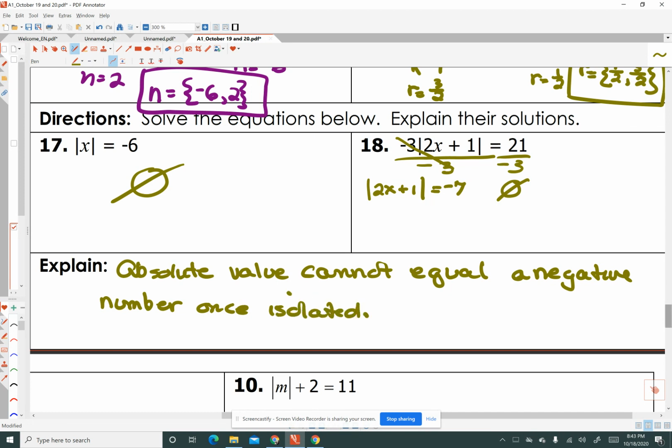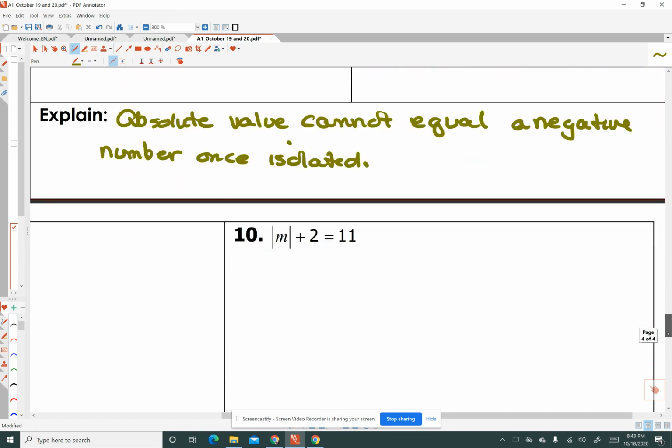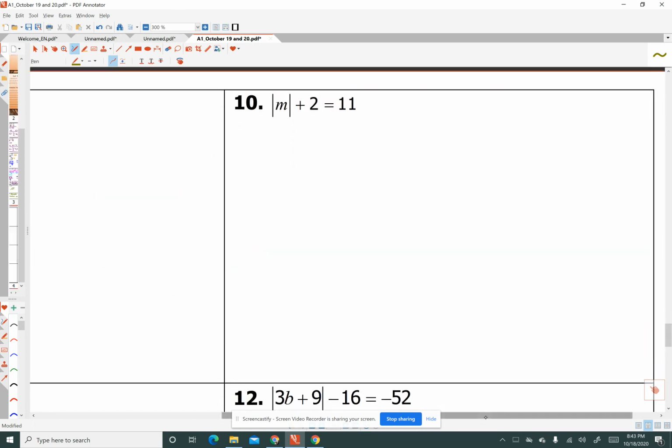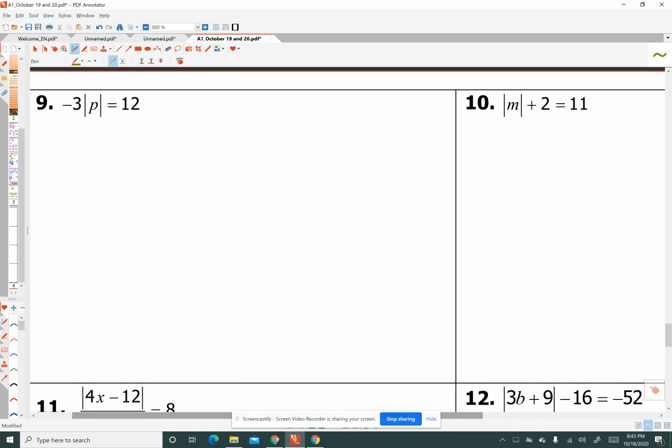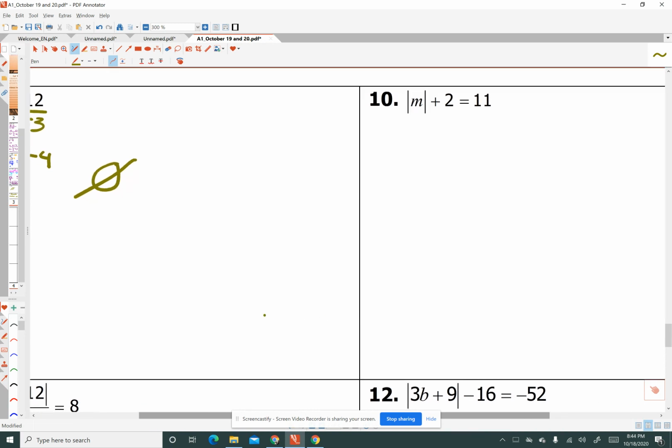Okay, let's do a few of these more challenging problems. Let's finish up these. So we're going to divide by -3. Whatever we do to one side, we do to the other, right? So we have the absolute value of P equals -4. Absolute value cannot be negative.